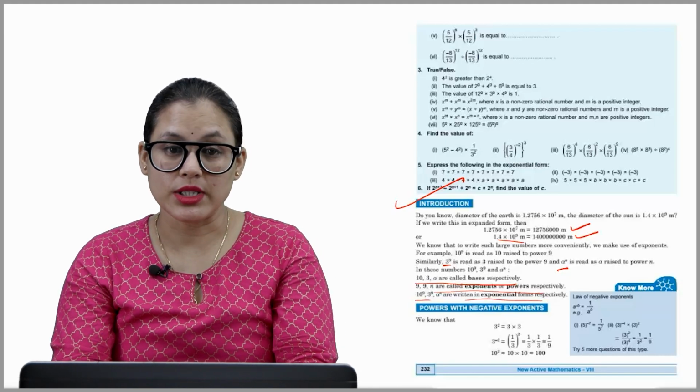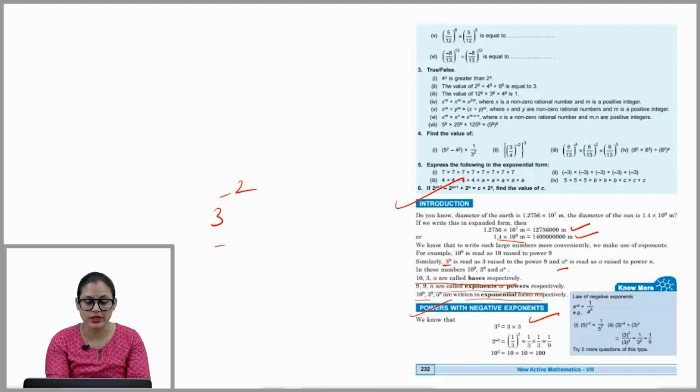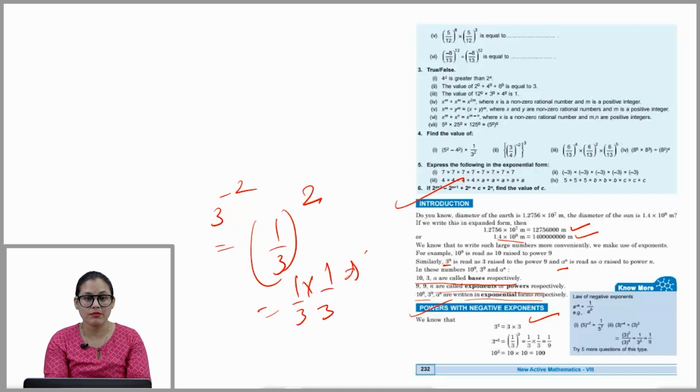Okay. Powers with negative exponents. See, we know that 3 raised to the power 2 is 3 into 3. But 3 raised to the power minus 2 is what? 3 raised to the power minus 2 is 1 by 3 raised to the power 2. That is 1 by 3 into 1 by 3. That is 1 by 9. Right?